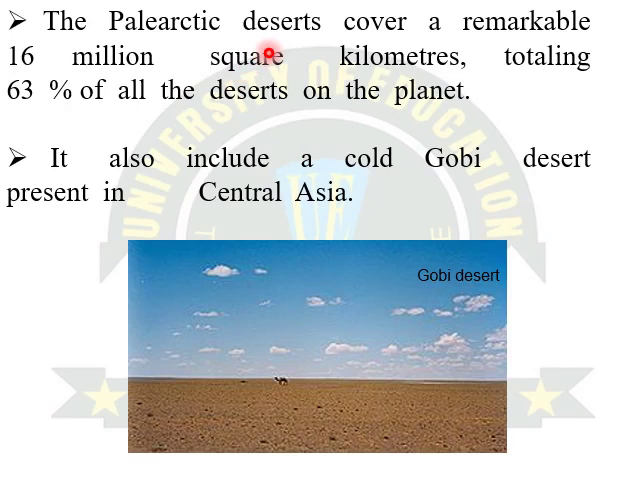Palearctic deserts that cover about 16 million square kilometers of total deserts of Earth. That is approximately 63% of all the deserts of this planet. This subregion also includes the cold Gobi Desert that is also present in Central Asia.